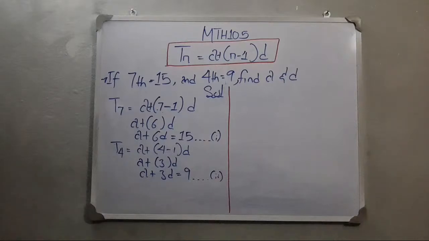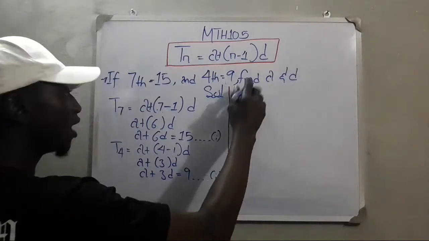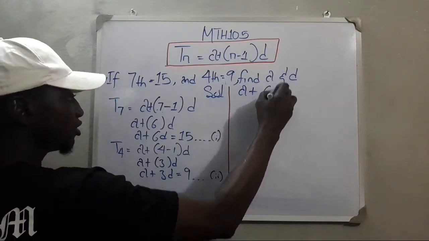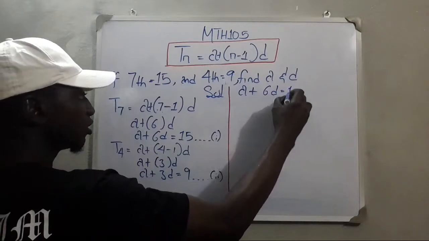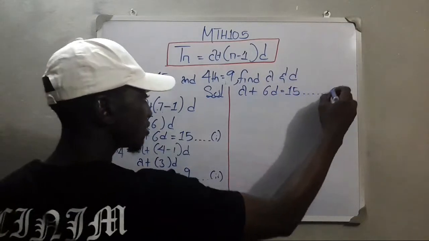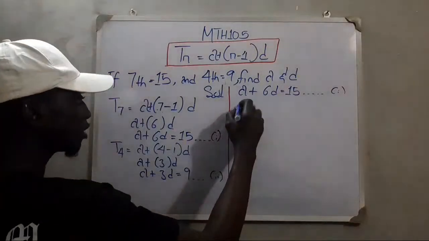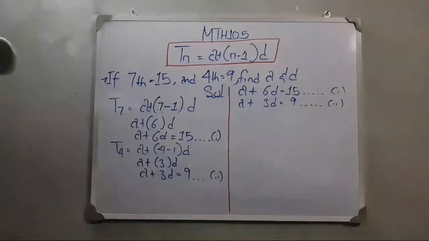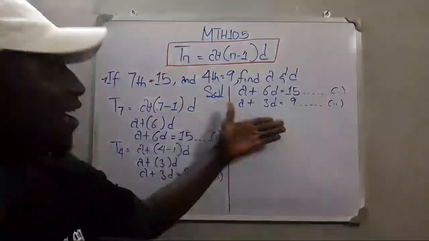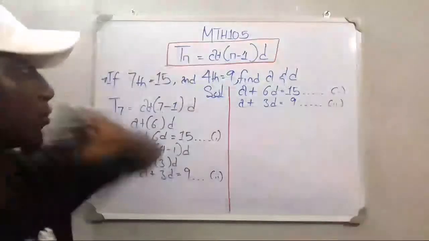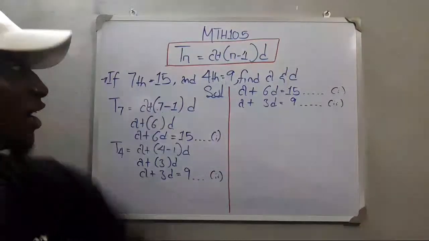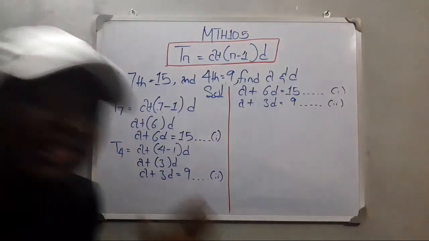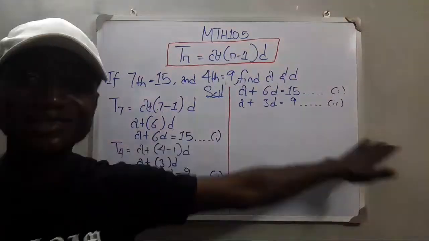Alright, so now from here we can say equation 1 is A plus 6D equals 15, and we have A plus 3D equals 9. What we have to think of is how we can eliminate something from these equations. The good thing is that we already have A and A here. So what is applicable in a situation like this is very easy.